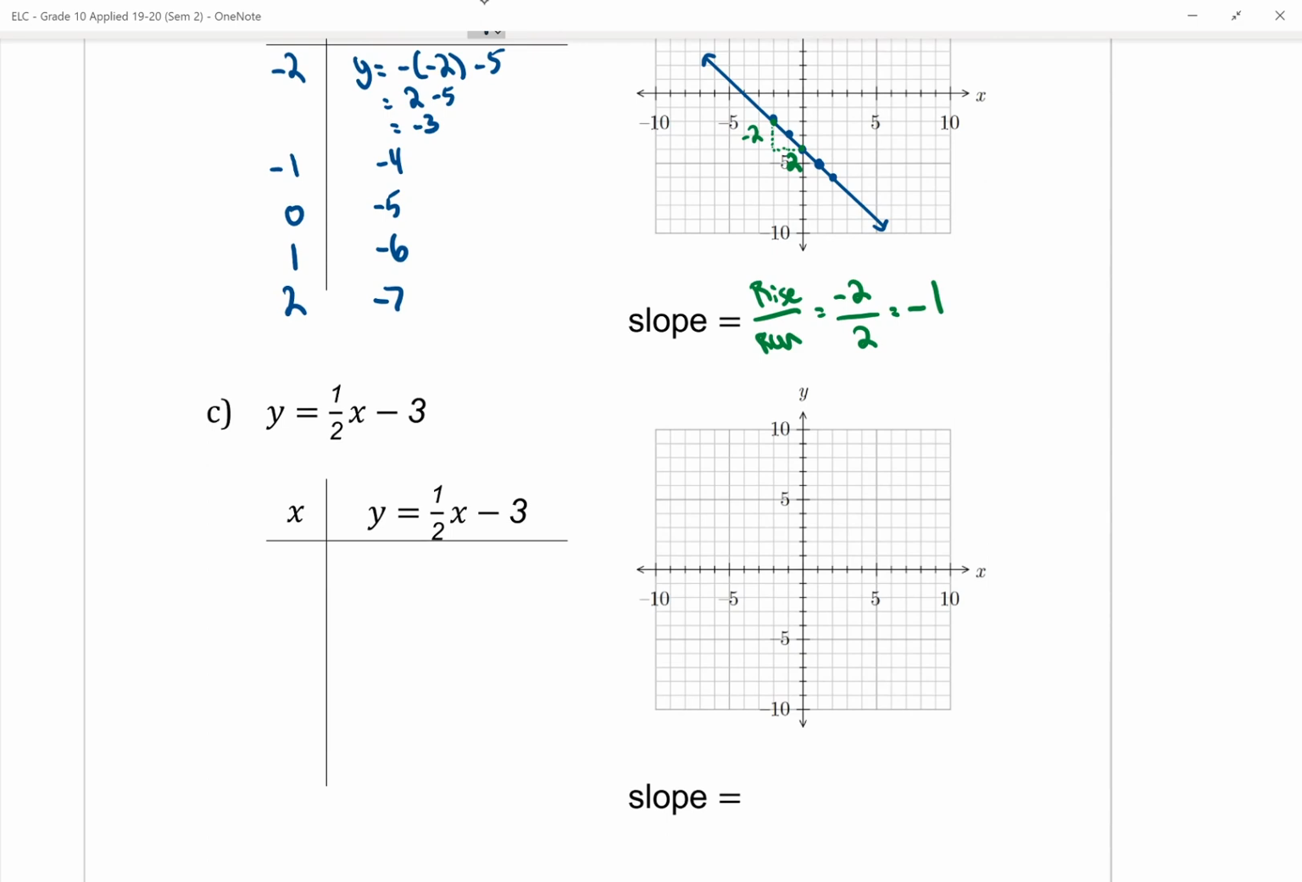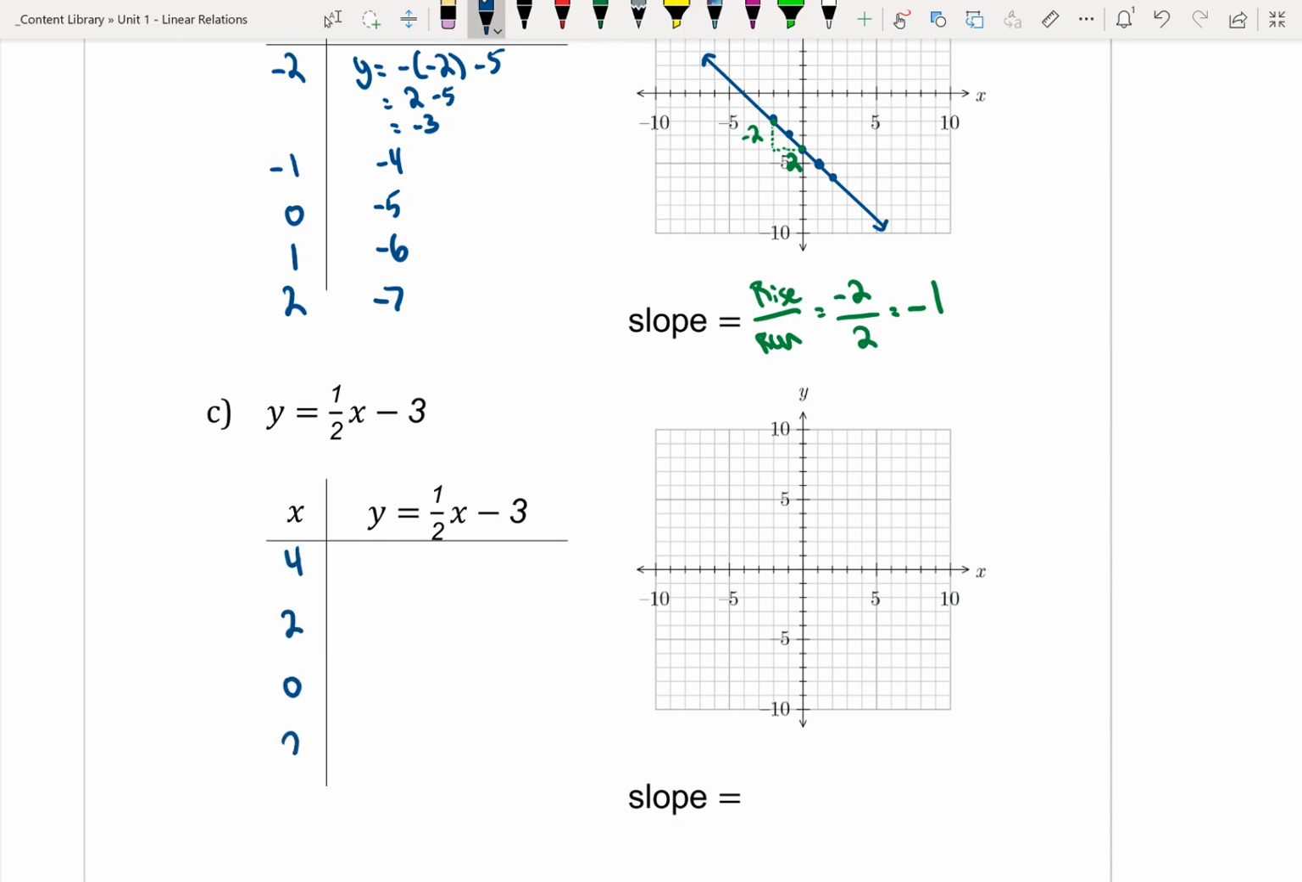For C, I'm going to be doing, again, the exact same thing. I'm going to pick out x values. I'm going to pick different values only because I know what the slope is going to be already. So I'm just making it a little bit easier on myself. But again, you can pick whatever values you want. Once I know these values, I need to substitute them into my equation for x. And then I'm solving for what my y value is.